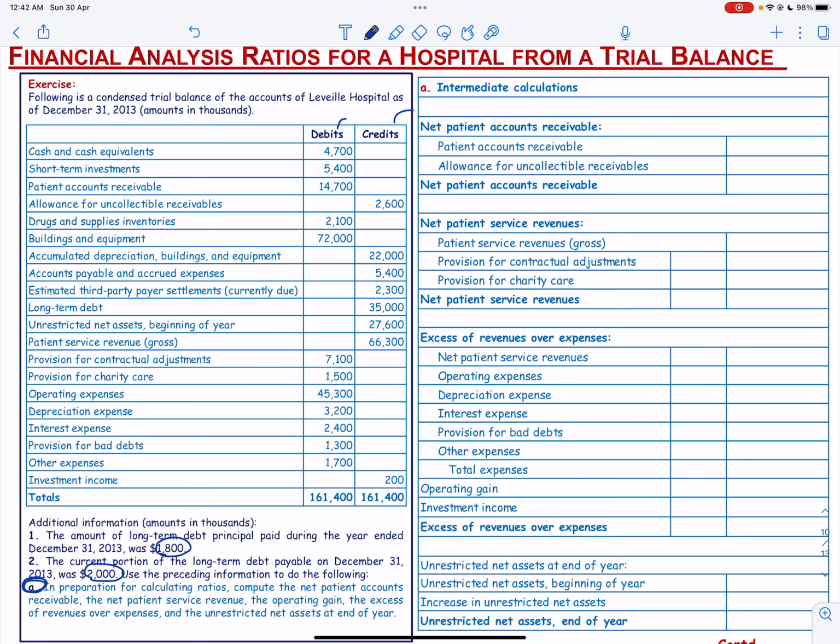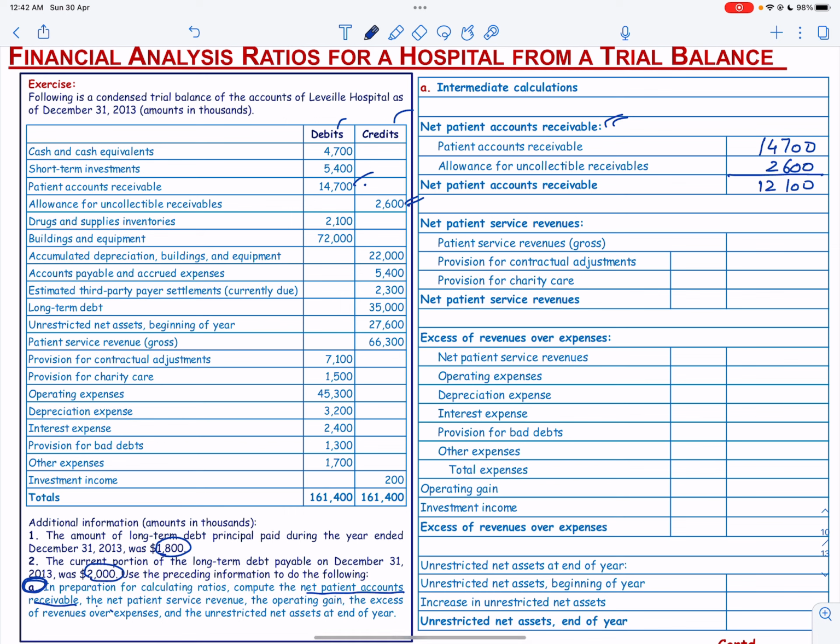Use the preceding information to do the following in preparation of calculation ratios. Compute the net patient accounts receivable. So net patients accounts receivable is patients accounts receivable, that is 14,700, and there is an allowance of 2,600. This will be subtracted. So the net patient account receivable is 12,100.